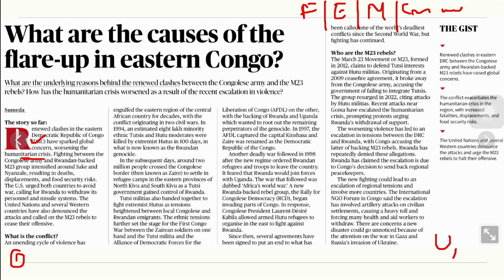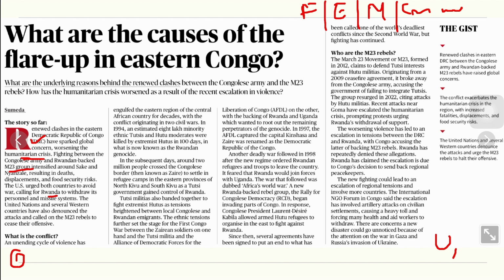So, humanitarian crisis. Fighting between the Congolese army and the Rwandan-based M23 group intensified around Sake and Nialis, resulting in deaths, displacement, and food security risks. The United States urged both countries to avoid war, calling for Rwanda to withdraw its personnel and missile systems. So the clashes are happening in Eastern Democratic Republic of Congo between the Congolese army and Rwandan-based M23 rebels, and that's why it is creating tension across the globe.